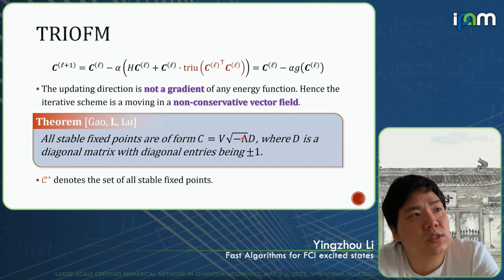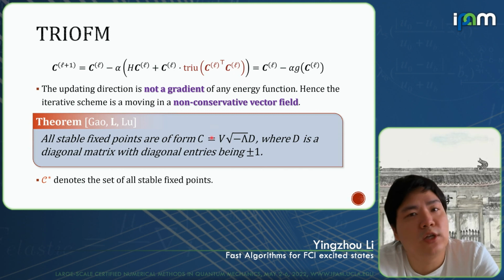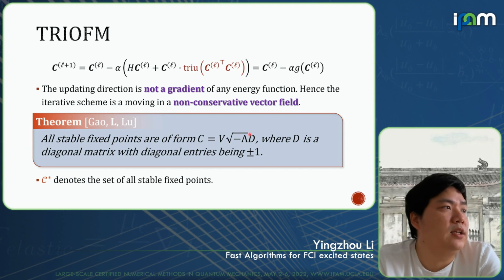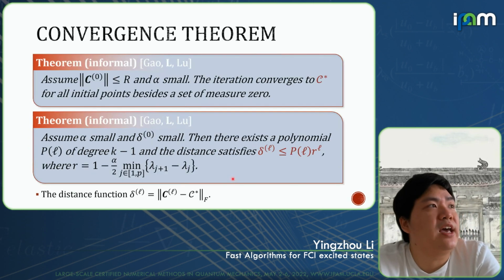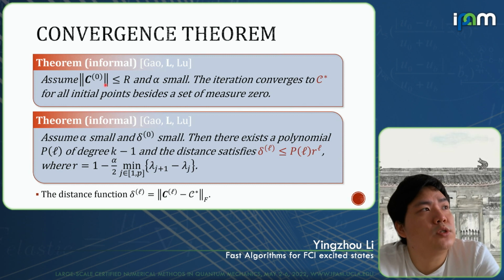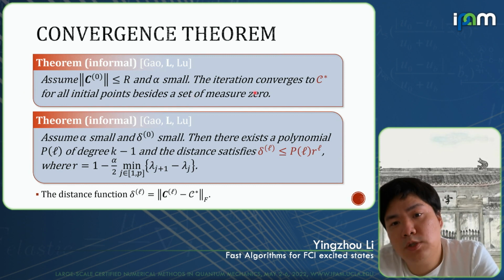Okay, so this is just stretching these columns of V. Then, if V is sparse, these stationary points are still sparse. If we use C star to denote the set of all stable points, then we have two convergence theorems. The first one is for almost all initialization and small step size, the iteration converges to C star for all initializations besides a measure zero set. So for almost all initializations, we can converge to this stable point.